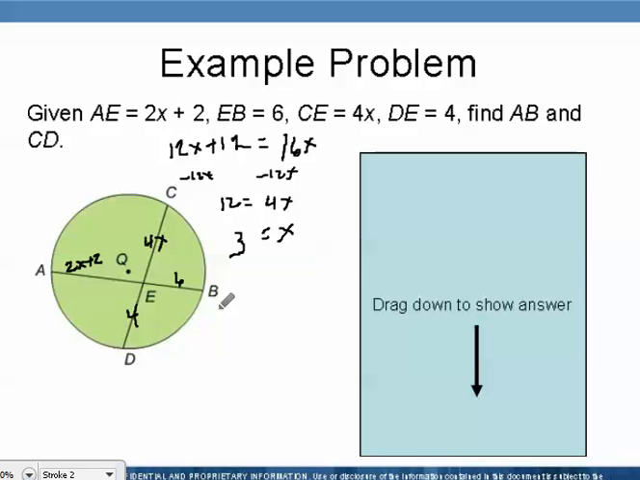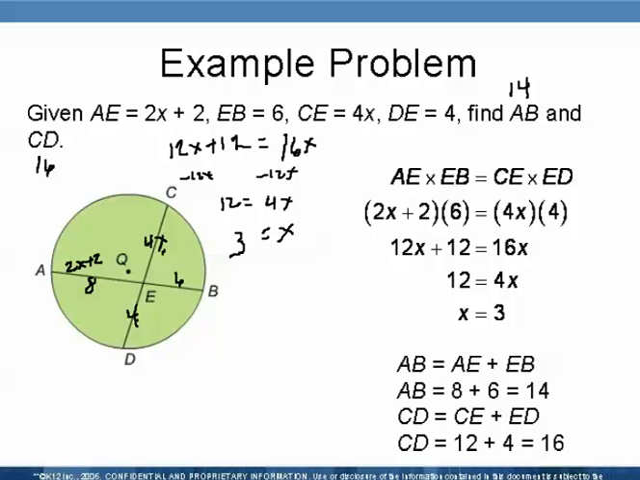Doesn't help us a whole lot because what they want to know is, what's this? What are the line segments, right? They actually want to know what AB is. So 2 times 3 is 6, plus 2 is 8, and 8 and 6 are 14. So AB is going to be 14. And CD is 3 times 4 is 12, plus 4 is 16, so 16. So I'm saying that the line segments are 14 and 16. And that's exactly what they came up with as an answer there.